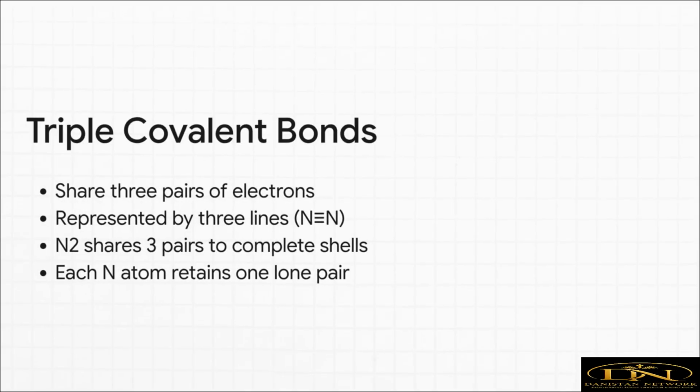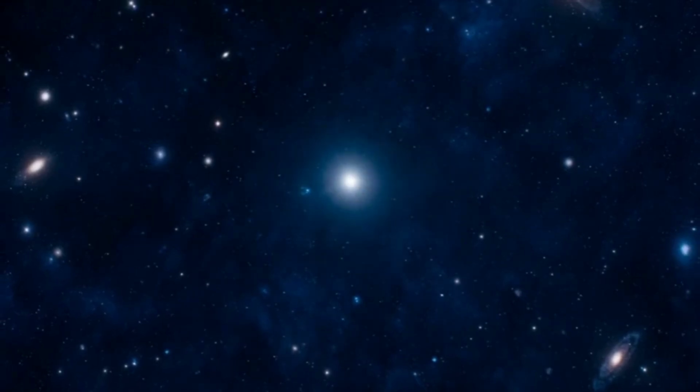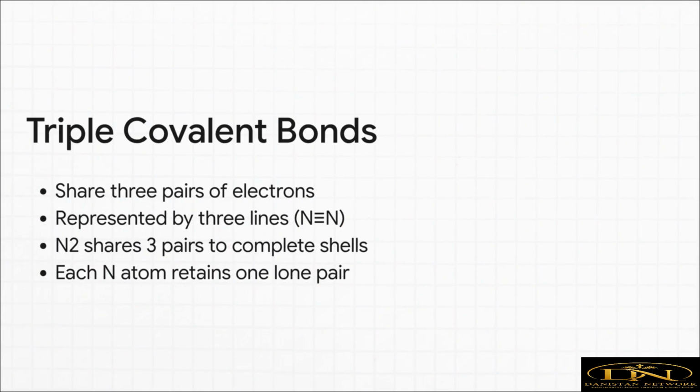Building on that, some elements push the sharing even further by creating a triple covalent bond. The most vital example of this, represented by 3 lines, is the nitrogen molecule. Because a nitrogen atom sits at 2,5, it desperately needs to gain 3 electrons to complete its outer shell. To pull this off, 2 nitrogen atoms overlap and share 3 pairs of electrons, forming 3 covalent bonds in a single molecule, tightly locking the atoms together while retaining just 1 lone pair each. Now keep this incredibly strong triple bond in mind, because it's going to answer that big mystery we introduced at the very start of our lecture.